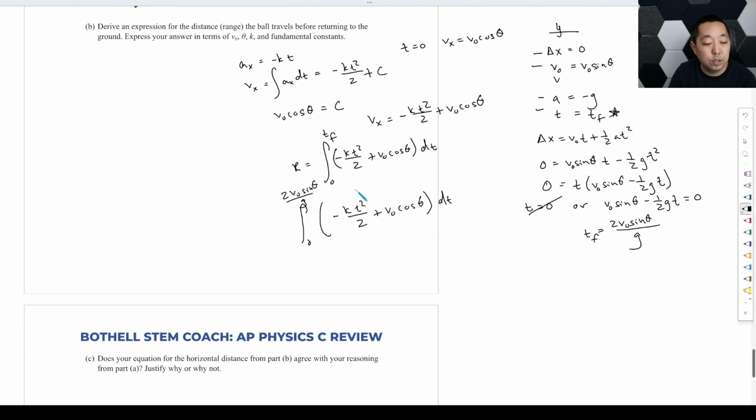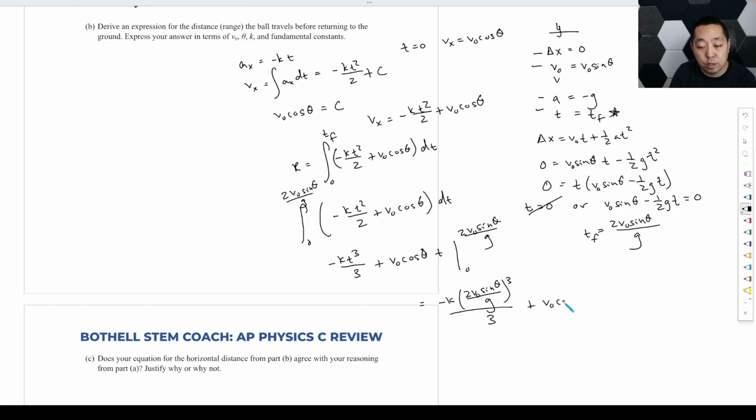And so then what we're going to do here is this is going to be negative kt cubed over 3 plus v0 cosine theta, this is just a constant, right? So then you just multiply by t, and we're going to go from 0 to 2 v0 sine theta over g. If I plug in 0 to both of these, I'm just going to get 0, so just plug that into here. I'm going to get negative k times 2 v0 sine theta over g cubed over 3 plus v0 cosine theta times 2 v0 sine theta over g. And you can leave it like that.